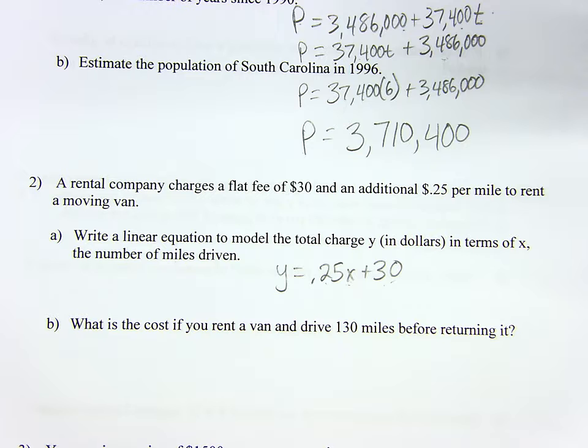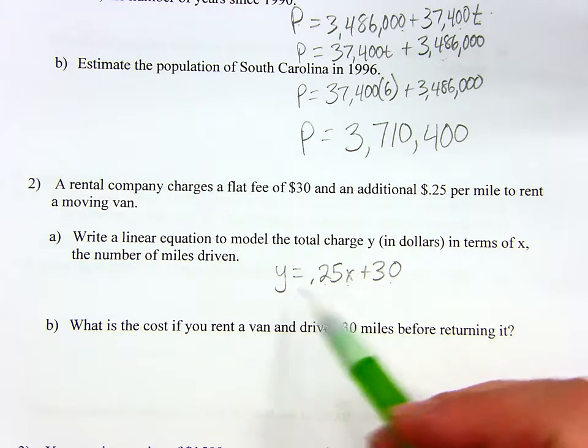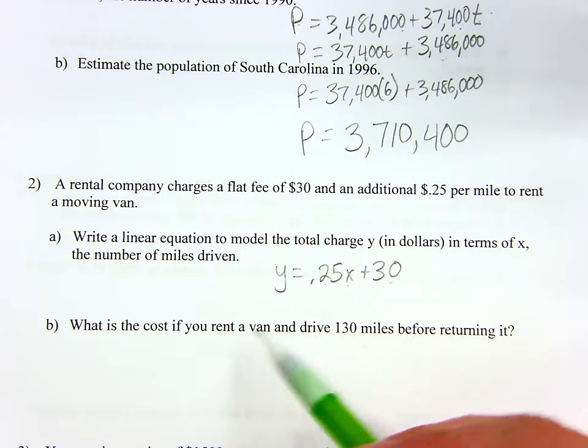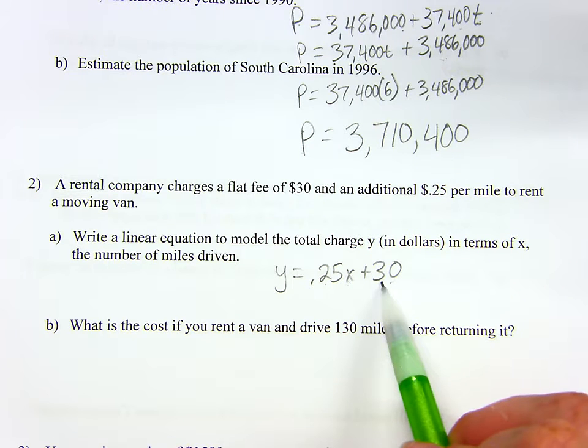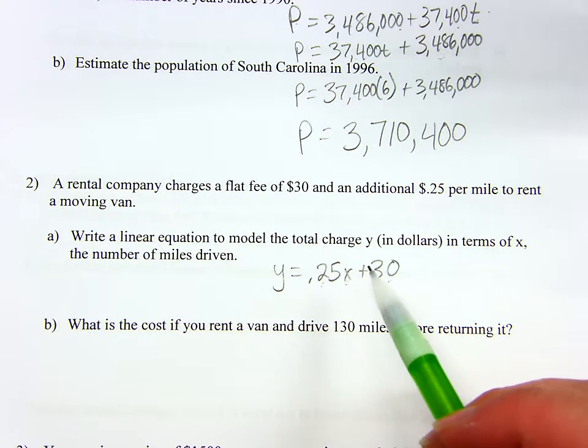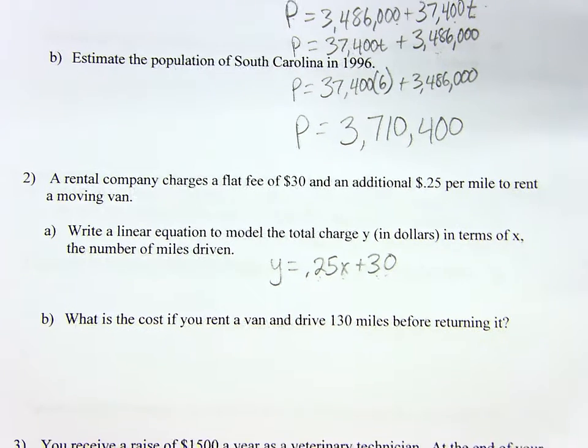No. But I personally like to write it in this form because if I did want to graph it, it's already in y equals mx plus b form. I'm already good to go. I know my y-intercept is at 30, then my slope would be 0.25. Okay? So then in part B, it should be easy enough.